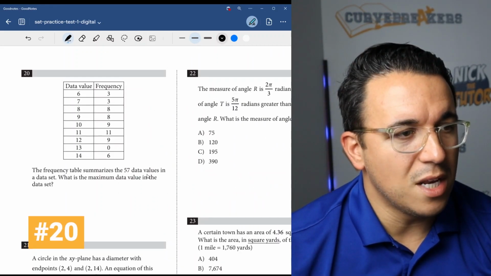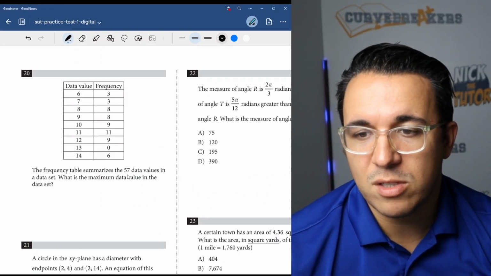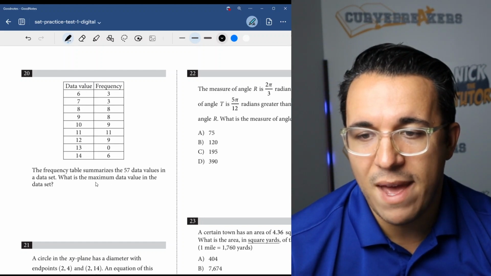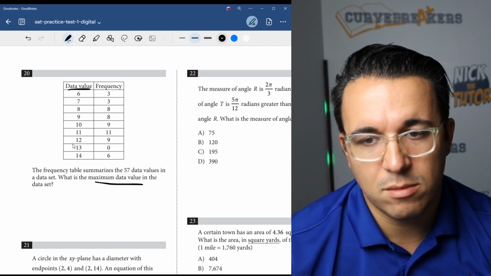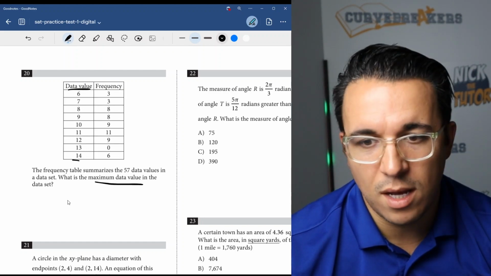All right, let's take a look at number 20. A frequency table summarizes a 57-value data set. What is the maximum data value? So the maximum value is 14.